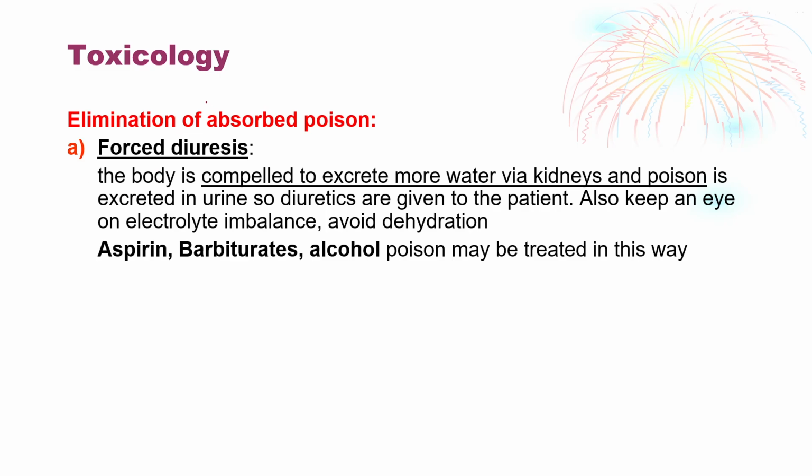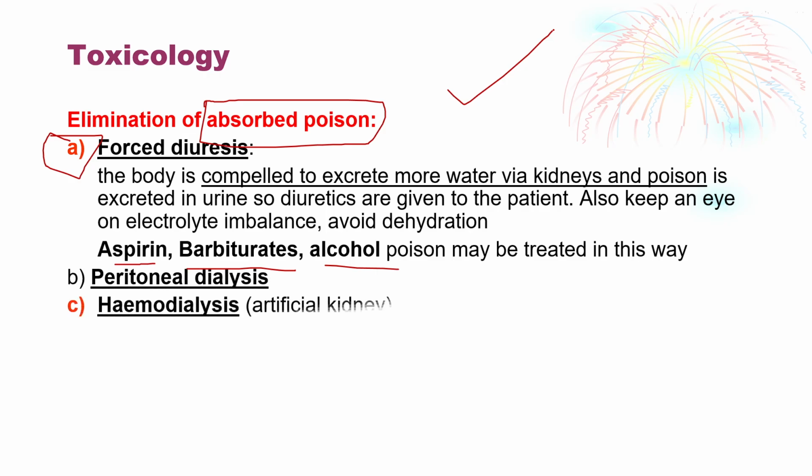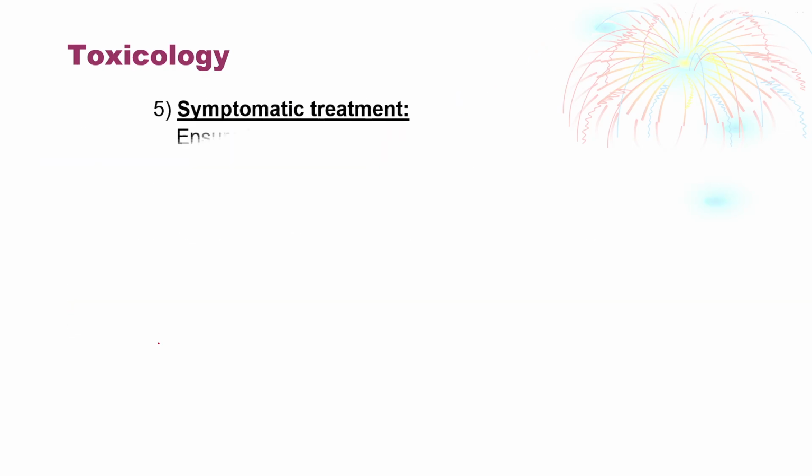Now we are specifically discussing the absorbed poisons. Those poisons are present inside the body and they are acting right now. How am I going to remove that? I'm going to remove that by forced diuresis. What is forced diuresis? It's a procedure in which I will make the urine so alkaline that the poison will be excreted out of the body. Most of the time for aspirin, for barbiturates and alcohol, we use the same procedure. After the forced diuresis, we can go for the peritoneal dialysis, or we can go for the artificial kidney or hemodialysis to remove all the poisons that are absorbed inside the body.